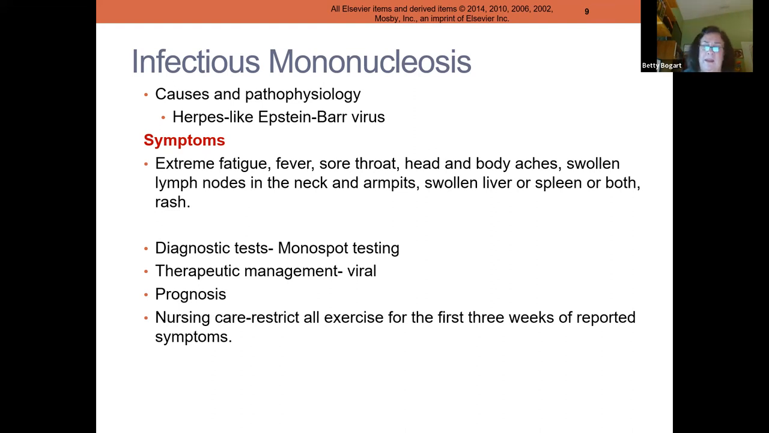And more than likely, with all those symptoms, you're going to see it positive. Now, the biggest concern in mononucleosis is that the spleen or liver can both get swollen. Now, the spleen is like a big balloon. If it gets too much pressure on it, it will burst. And if it bursts, the child will die.